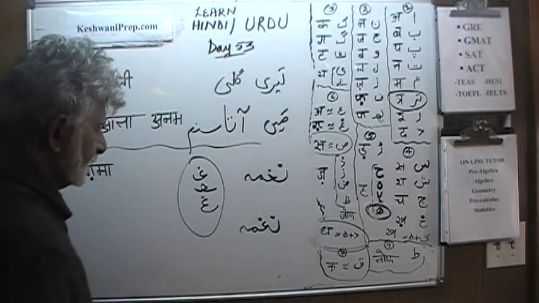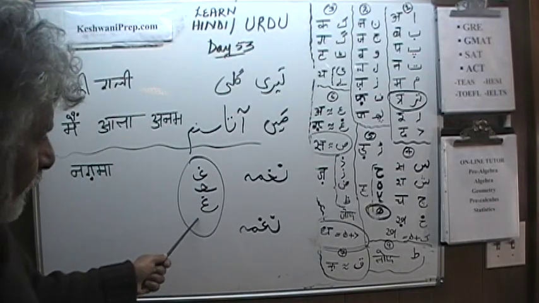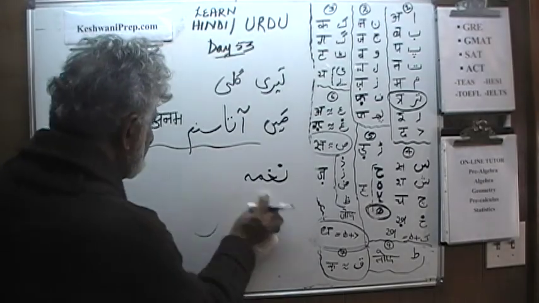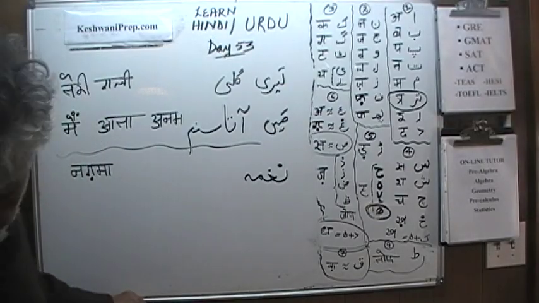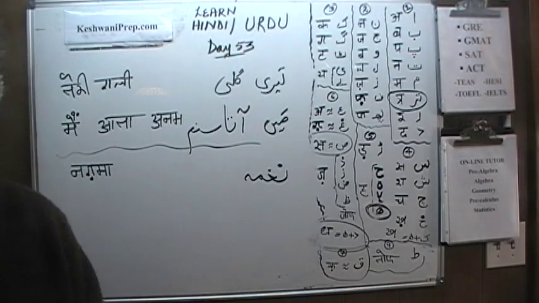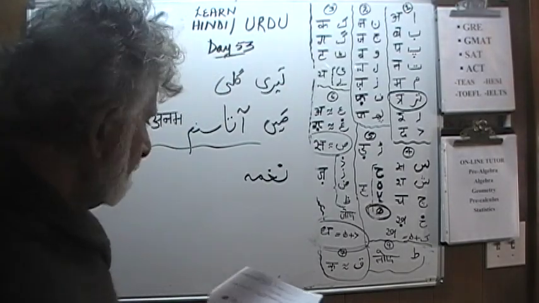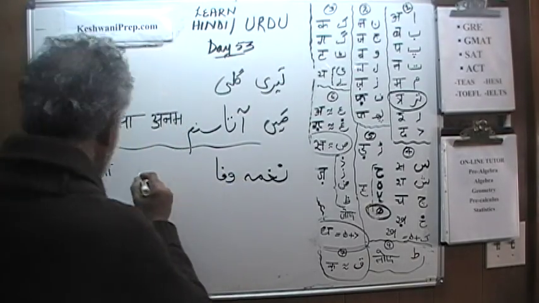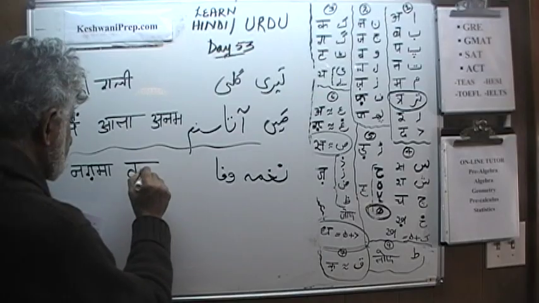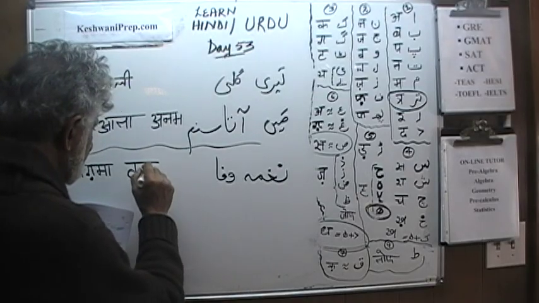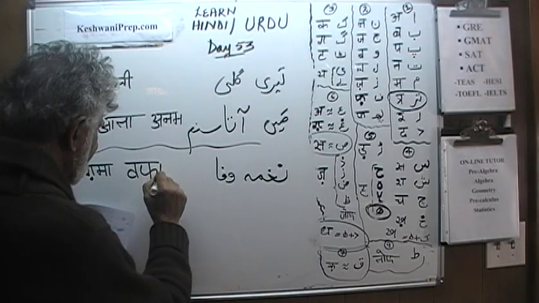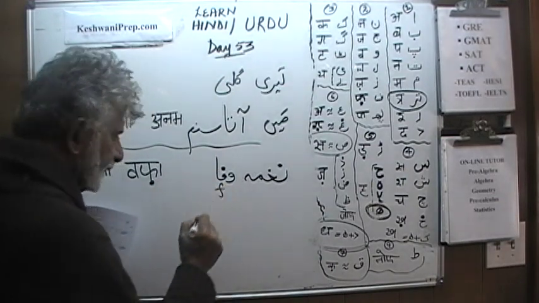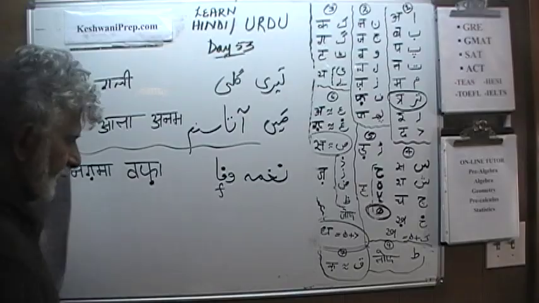All of that is a G. This is in full form, this is in joint handwriting. Nagma. Nagma means song. You already know that. Nagma, wafa. That's a fa. Wafa. But this is this fa. Wafa is spelled with an F. We're not dealing with PH.